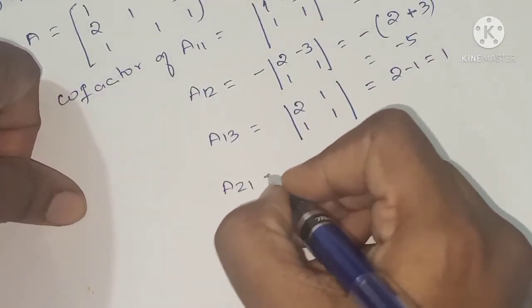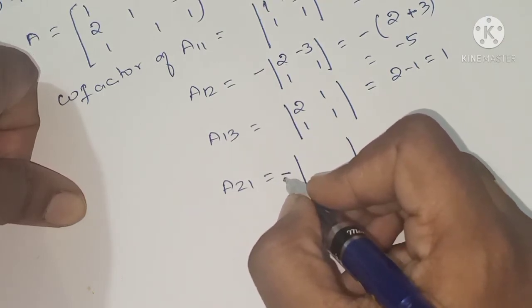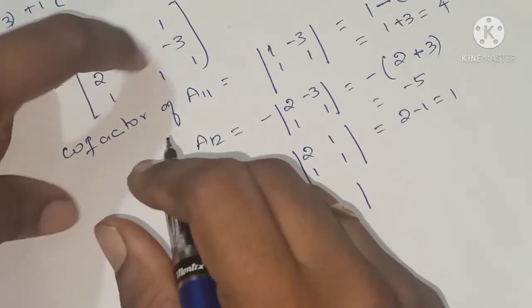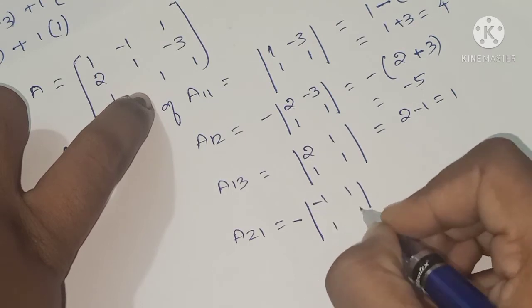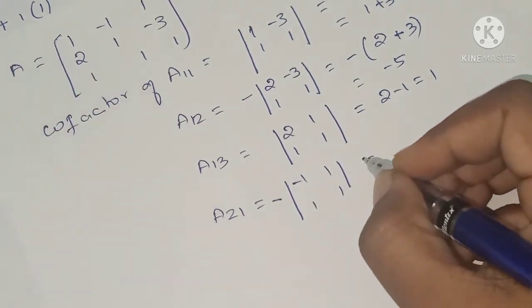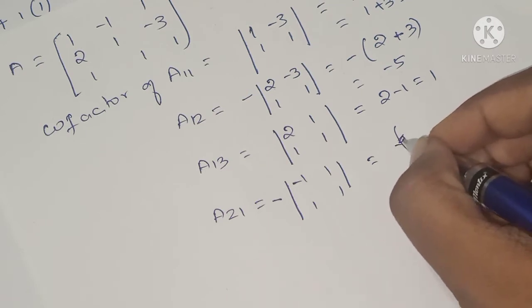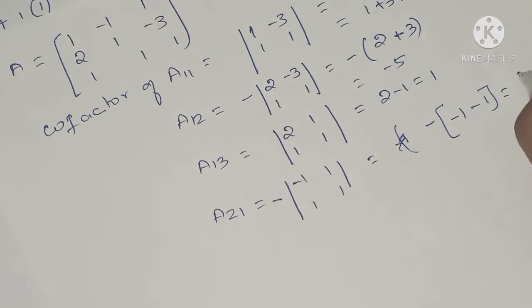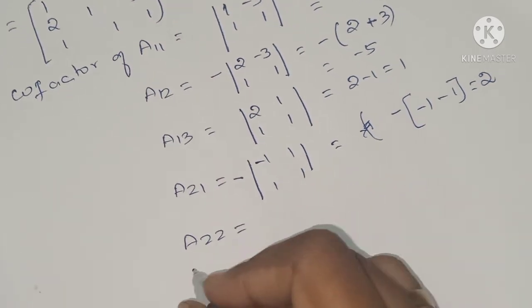Next one, A21. 2 plus 1 is 3, an odd number, so we will get a negative sign. Second row, first column: minus 1 1, 1 1. So this is equal to minus of minus 1 minus 1, which is minus 2, and with the sign that gives plus 2. Next one, A22. 2 plus 2 is 4.